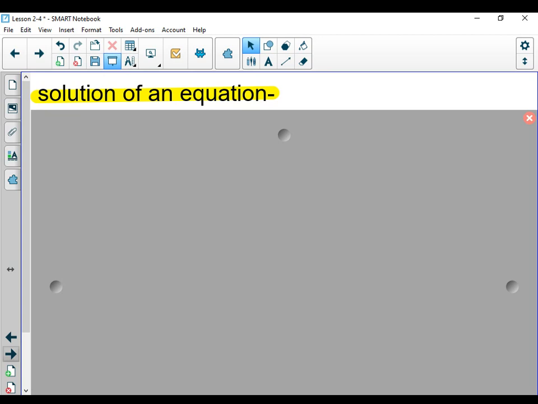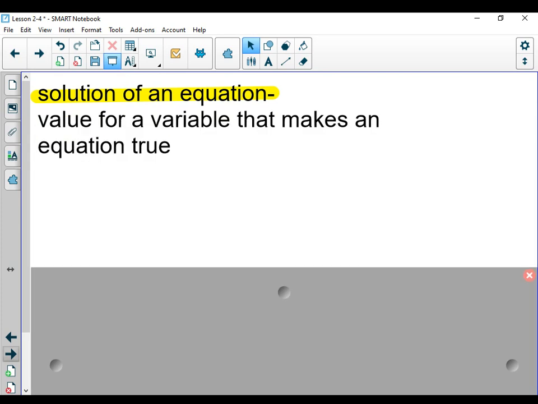One more thing that goes along with this is called a solution of an equation, where if you take a value for that variable, it wouldn't be an open sentence anymore. You could actually figure out if it is true or false. But we're mostly concerned about the ones that make it true. Pause if you need to write that down.